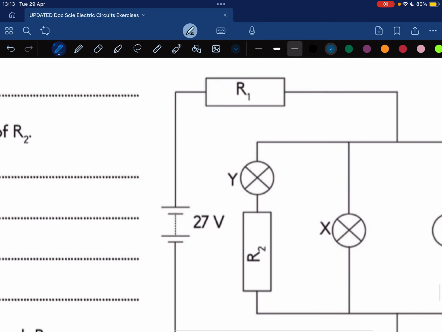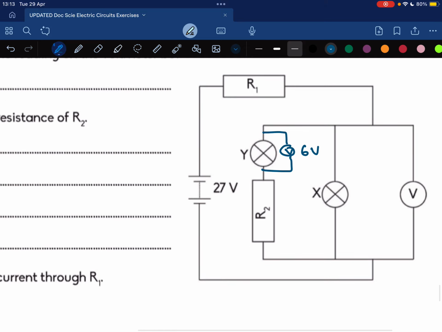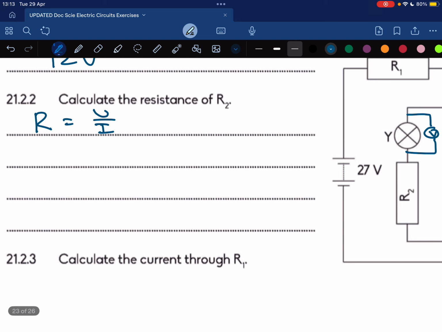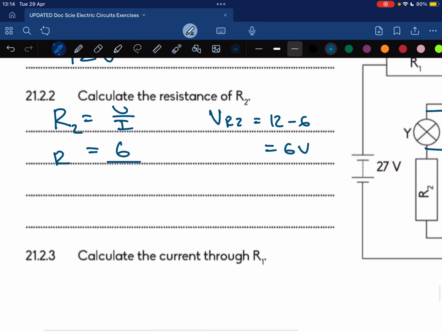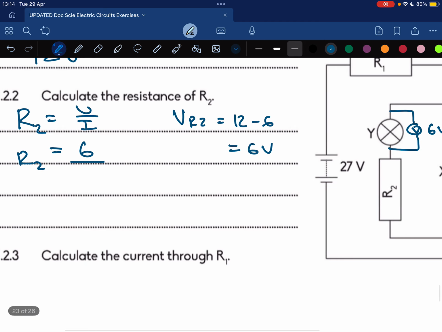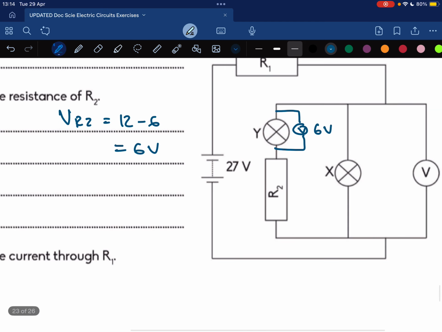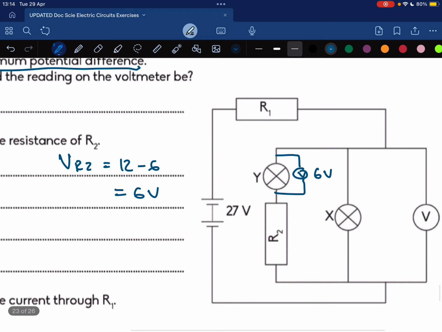So the voltage here through this little Y is 6 volts, which means that the remaining voltage through R2 is going to be 12 minus 6, which is just 6 volts. So I know how much voltage goes through resistor 2. Now, what is the current that will go through resistor 2?